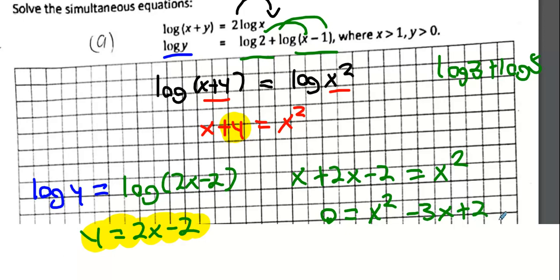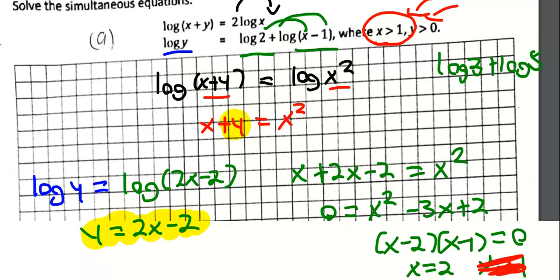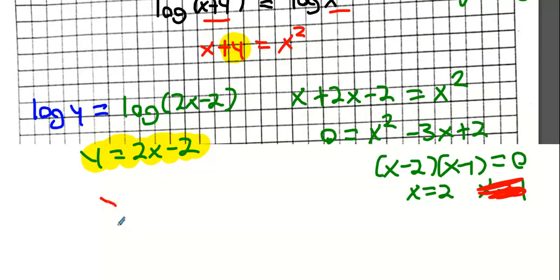Next thing we're going to do after that is solve this, and we're going to get x minus 2 and x minus 1 equals 0. And we're going to get x equals 2 and x equals 1. One of them has to be discounted. Which one? Why is 1 not allowed? It has to be bigger than 1. Next, we're going to go back to our original formula, and we're going to say y equals 2 times 2 take away 2. And that means y is also equal to 2.